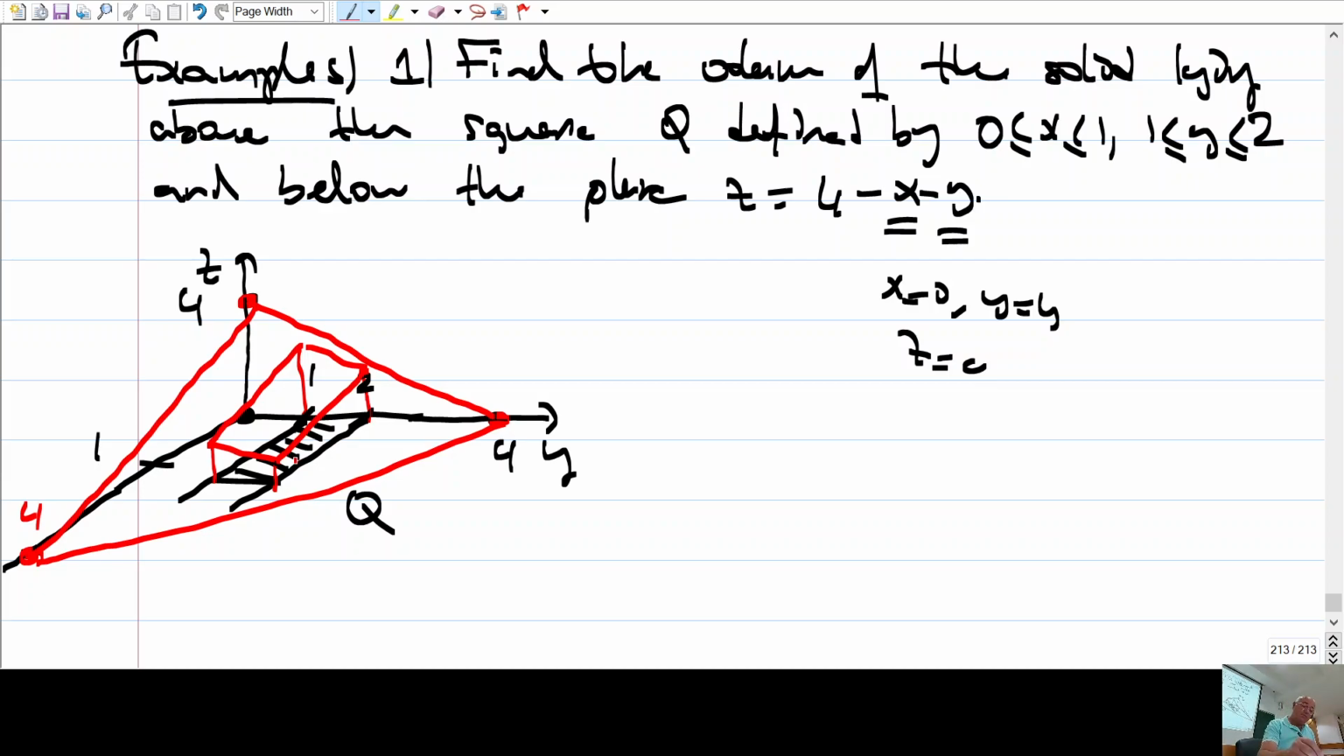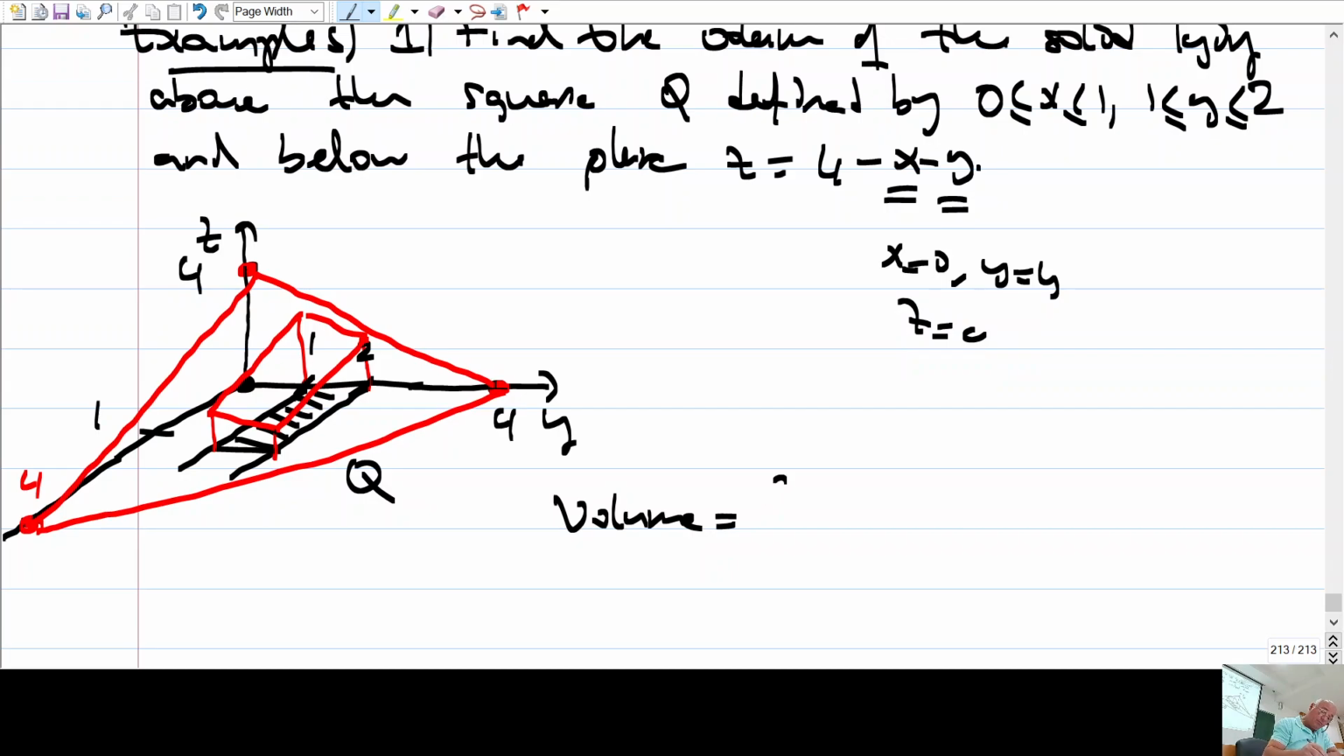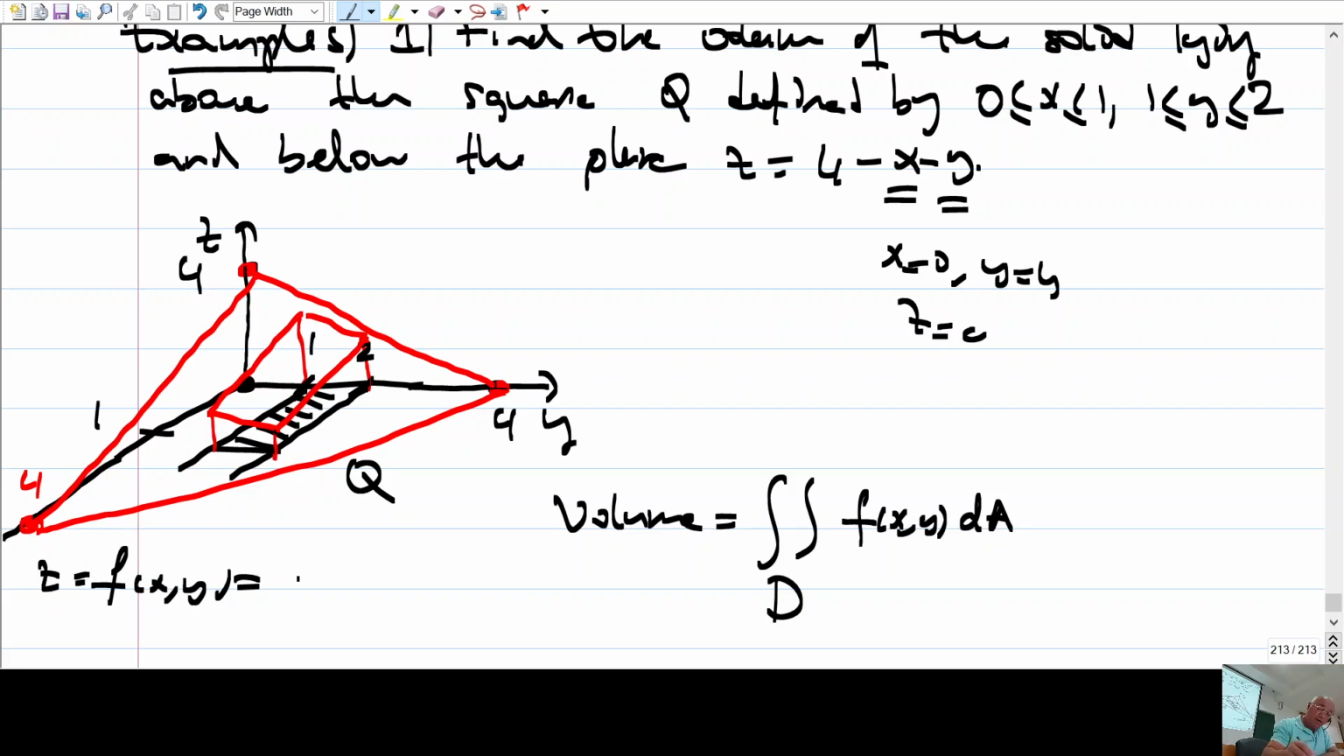I am asked to find the volume of this. Okay, volume of this. So what is the volume of this? Well, volume is just the double integral of the height function, not of 1 dA. The height function is f of x y, dA. What is f of x y? This is z equals f of x y, 4 minus x minus y, right?